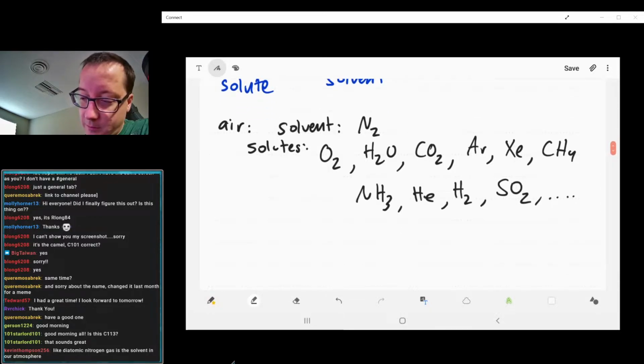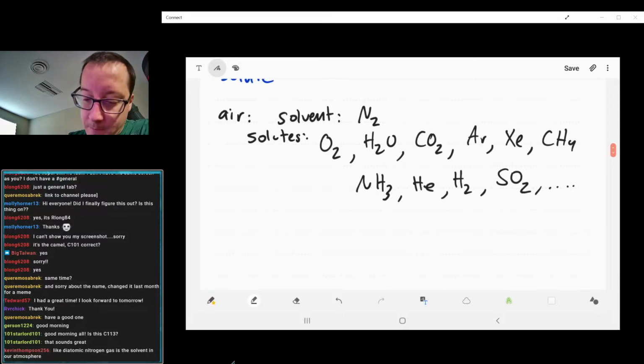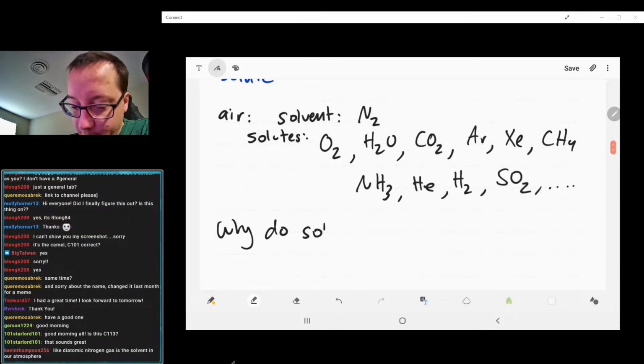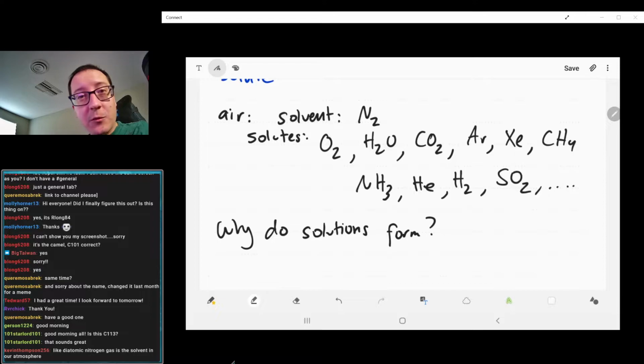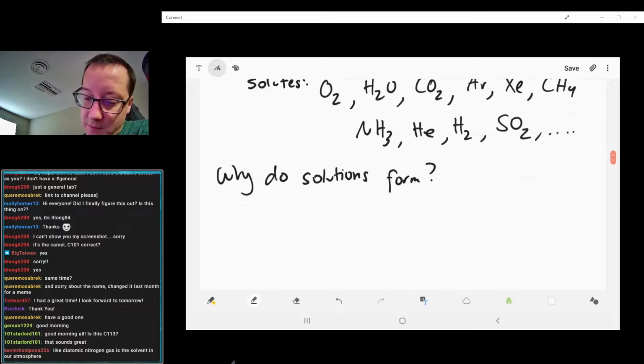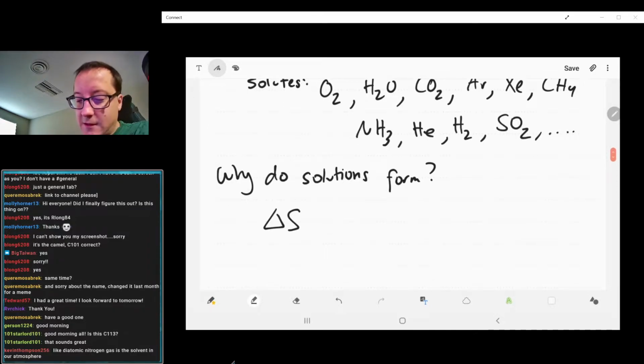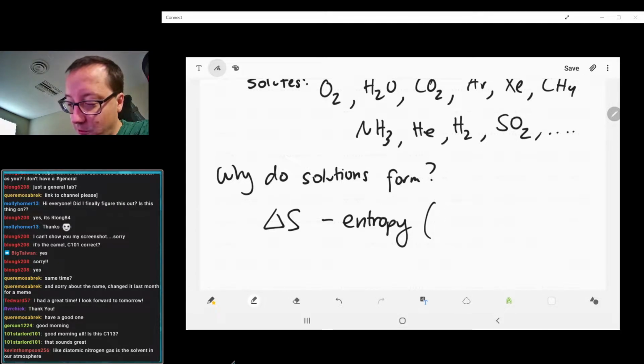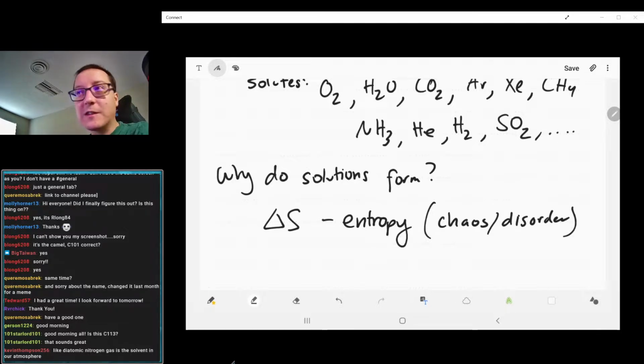And so, one thing to address here is the question of why do solutions form? Why do things mix together? We're going to have two different components in there. One of them is delta S, which is entropy, which we're not going to really talk about until we get to thermodynamics. But entropy, or kind of chaos or disorder, is what the universe loves.